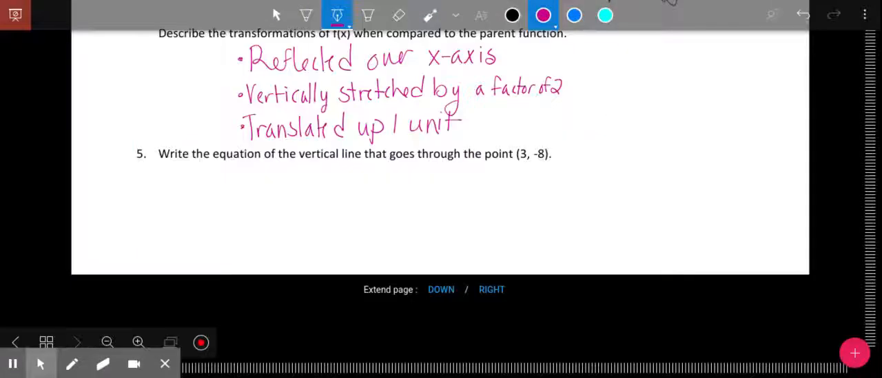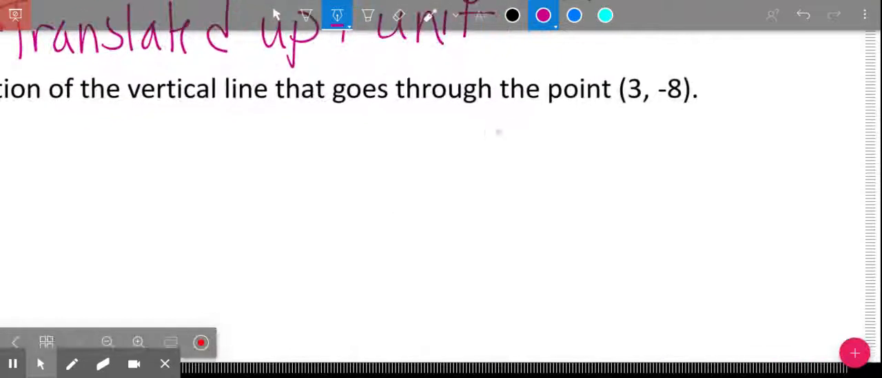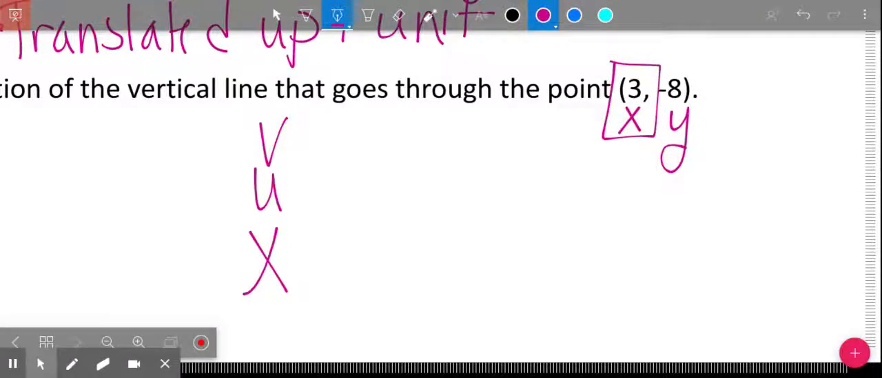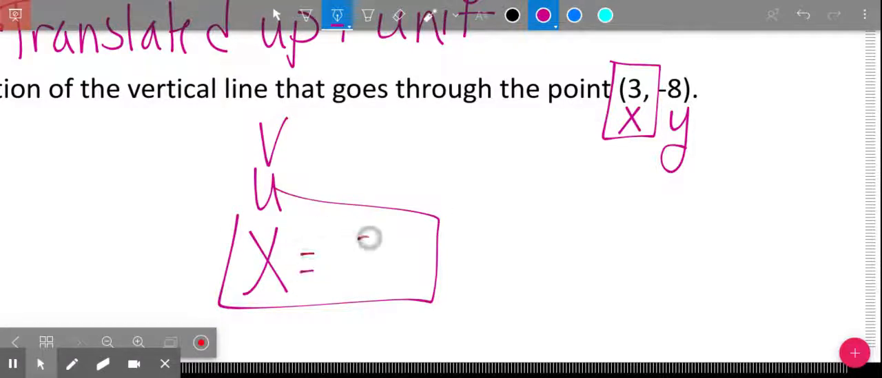And last but not least, it says write the equation of the vertical line that goes through the point (3, negative 8). So remember, vertical line, that's our x equals, okay? And our point is (x, y). So that means we see an x here, we want the x portion. So it's going to be x is equal to 3.